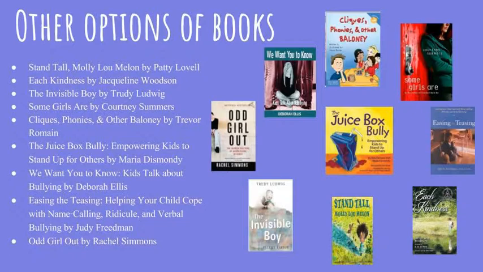The Invisible Boy by Trudy Ludwig would probably be more useful for elementary students. Some Girls Are by Courtney Summers would be more useful for middle school students. Clicks, Phonies, and Other Baloney by Trevor Romain can be used for either or. The Juice Box Bully, Empowering Kids to Stand Up for Others by Maria Dismondy can be used for either or. We Want You to Know, Kids Talk About Bullying by Deborah Ellis would probably be more appropriate for middle schoolers. Easing the Teasing, Helping Your Child Cope with Name-Calling, Ridicule, and Verbal Bullying by Judy Freedman would probably be more useful for middle schoolers. And Odd Girl Out by Rachel Simmons would probably be more useful for middle school level children.